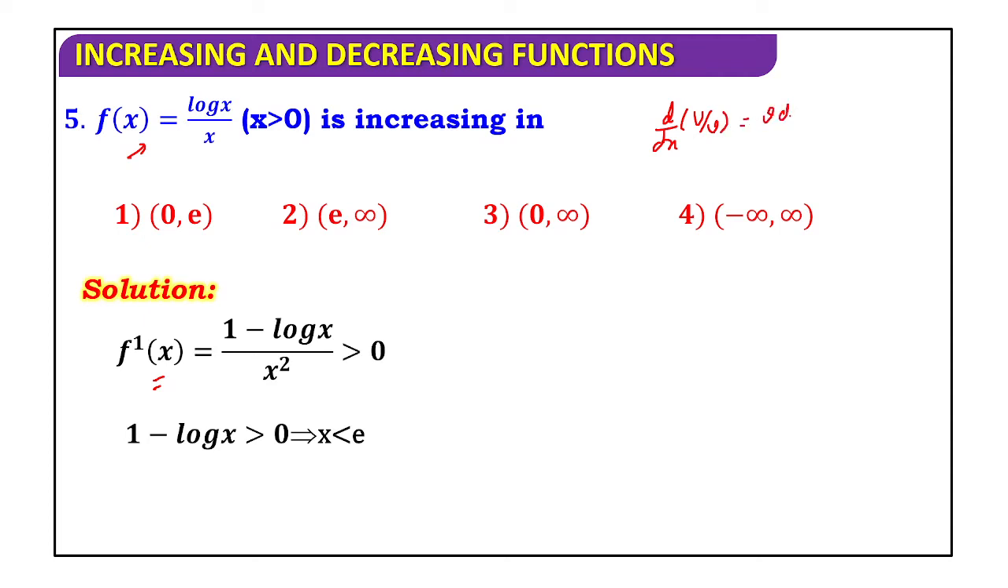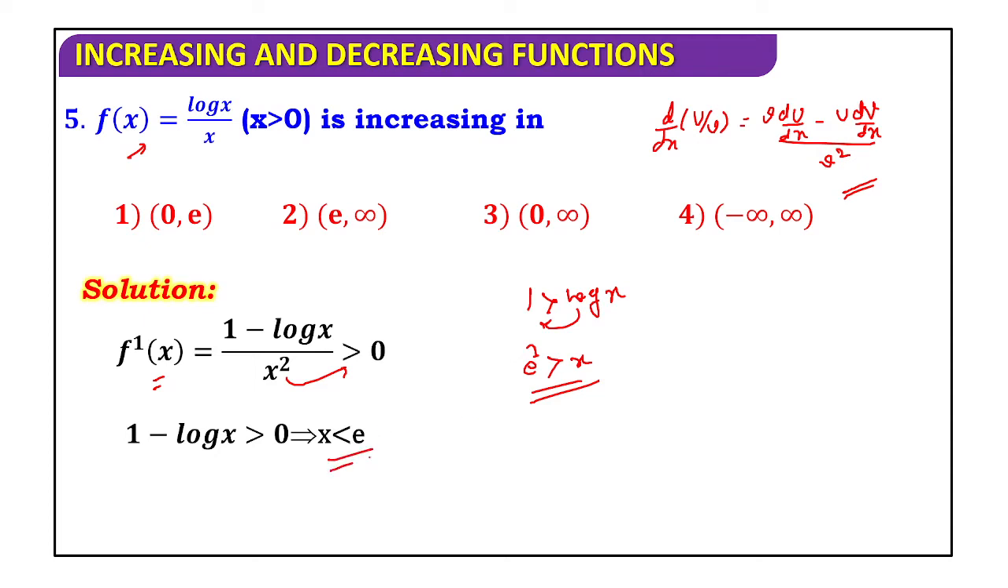Okay, so that is v into du by dx minus u into dv by dx divided by v square. So by doing this, you get 1 minus log x divided by x square. So now you are going to get 1 minus log x greater than 0. That will be 1 is greater than log x. So if I take the exponent on this side, it will be e to the power of 1 that is greater than x. So therefore, e will be greater than x.